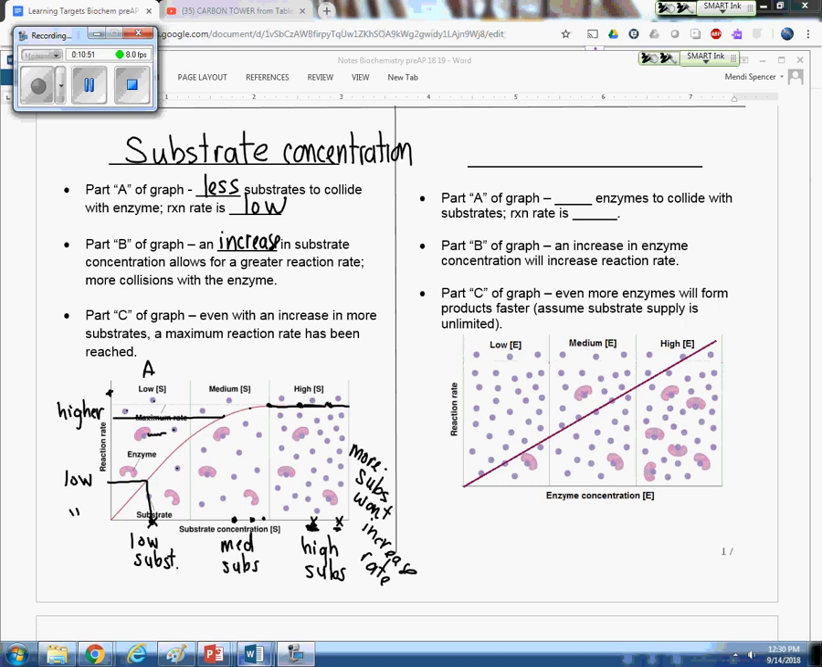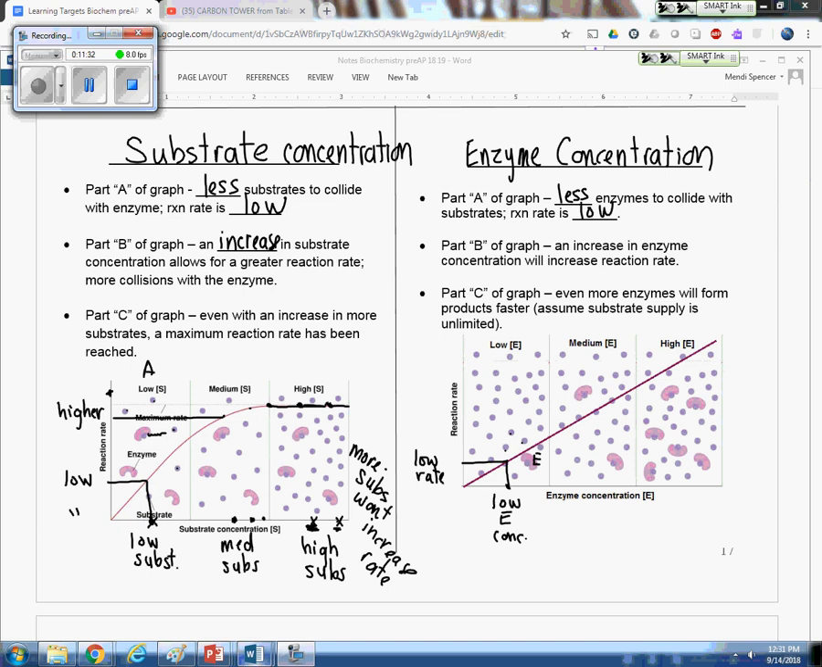And then the last thing we're going to look at here is how changing enzyme concentration can affect rate. You can see right here we have one enzyme. So we have one enzyme to collide with all of these substrates. It's going to take a while, and it can only collide so fast. So when we have low enzyme concentration, we're going to have a low reaction rate. We're not going to get a lot of product in a period of time. In this situation, we have less enzymes, a low concentration to collide with those substrates, so our reaction rate is going to be low.